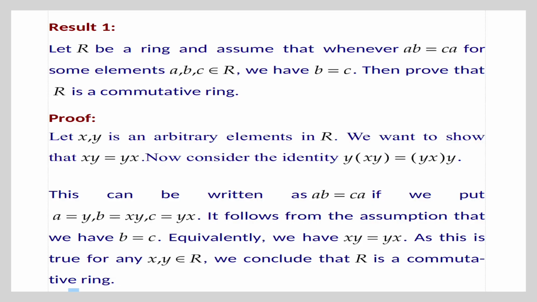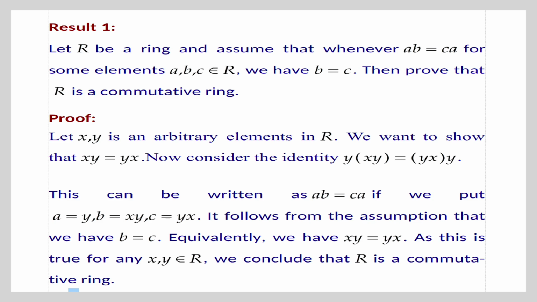Let us see some results. The first result is, let R be a ring and assume that whenever ab equal to ca, for some elements a, b, c belongs to R, we have b equal to c. Then prove that R is a commutative ring.